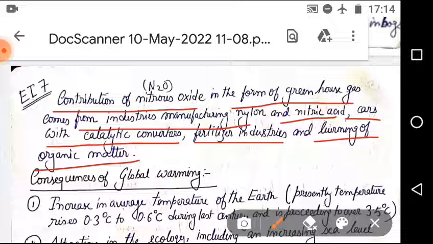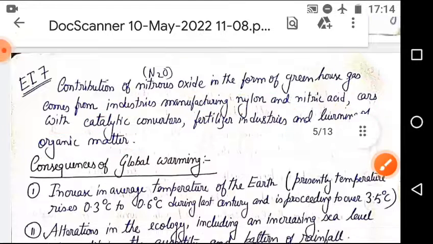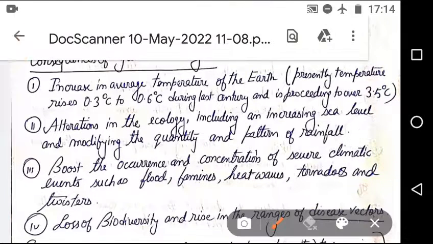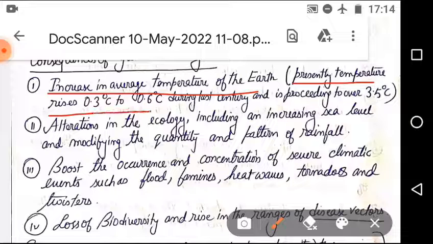So we have talked about the greenhouse gas, but what are its effects? The effect of the greenhouse gas is an increase in the average temperature of the earth. The earth's surface temperature is going to increase day by day. Presently, temperature rose from 0.3 degree to 0.6 degree during the last century, and it is proceeding to over 3.5 degrees Celsius. Over the last 100 years the temperature has increased from 0.3 to 0.6 degrees Celsius, but its rate is going to increase.